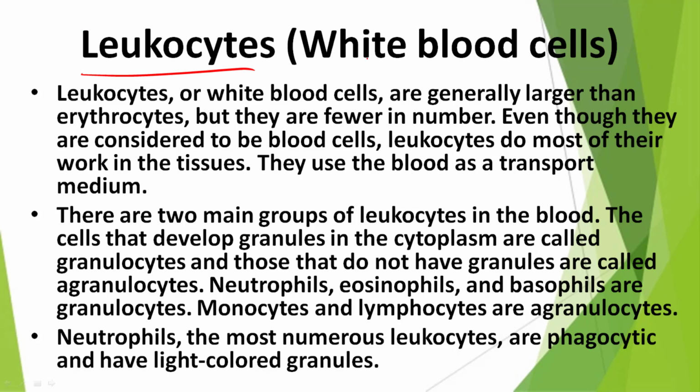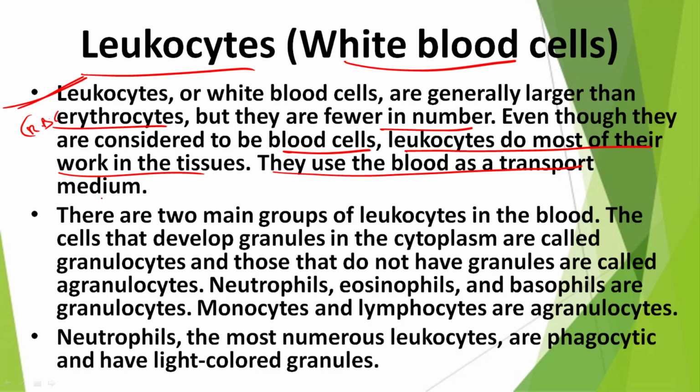Leukocytes, white blood cells. Leukocytes or white blood cells are generally larger than erythrocytes, RBC, but they are fewer in number. Even though they are considered to be blood cells, leukocytes do most of their work in tissues. They use blood as a transport medium. So, WBC are mainly found in tissues and use blood as transport, and they are fewer in number than RBC.